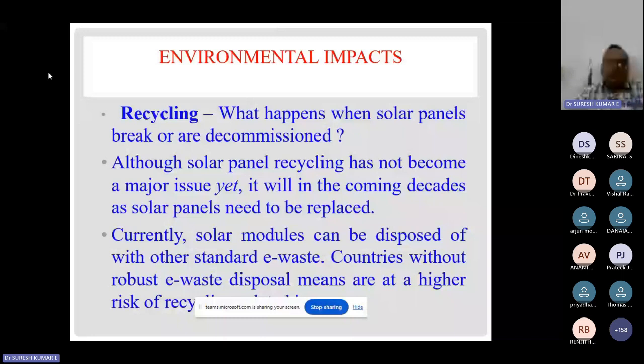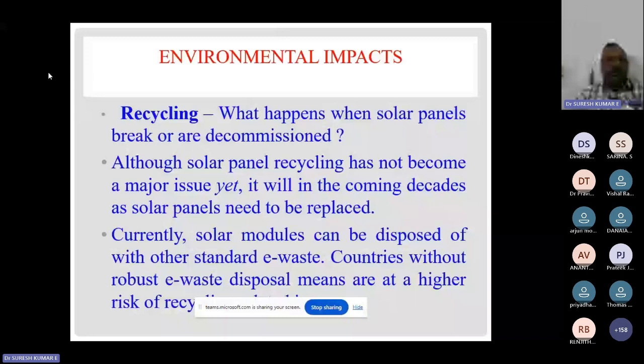Although solar panel recycling has not yet become a major issue, that is as of today. Nowadays we are bothered about a laptop as e-waste, mobile phone as e-waste, even plastic. Nobody is thinking about solar panels. But although it is not a major issue now, in the coming decades solar panels need to be decommissioned and replaced. Then these environmental impacts will be too much.